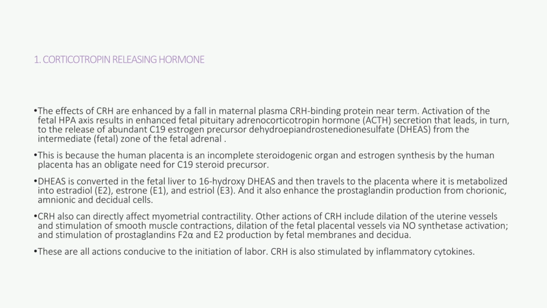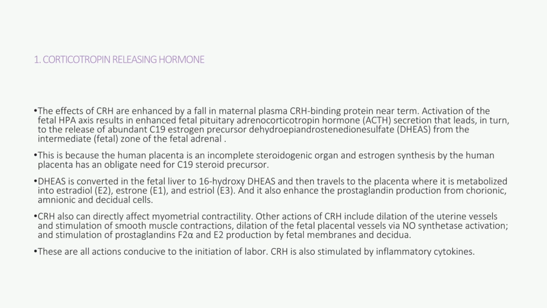This is because the human placenta is an incomplete steroidogenic organ, and estrogen synthesis by the human placenta has an obligate need for C19 steroid precursors. So this DHEAS is converted in the fetal liver to 16-hydroxy DHEAS and then travels to the placenta where it is metabolized into estradiol, that is E2, estrone E1 and estriol E3. And it also enhances the prostaglandin production from chorionic, amniotic and decidual cells. And the CRH can also directly affect myometrial contractility.